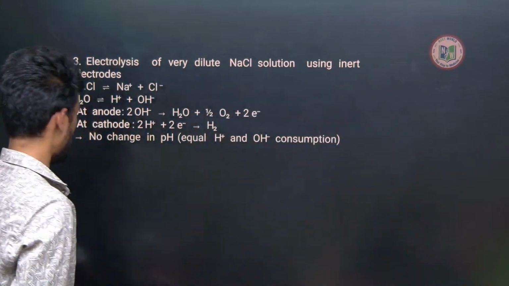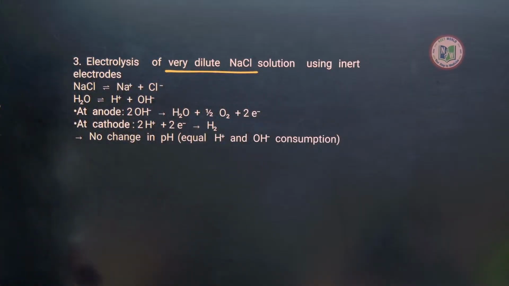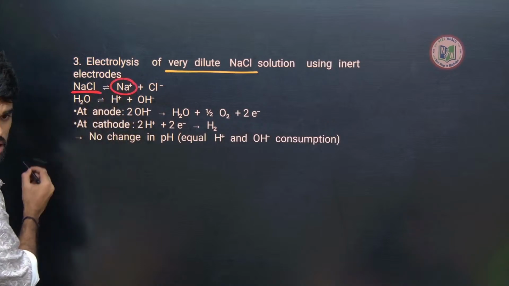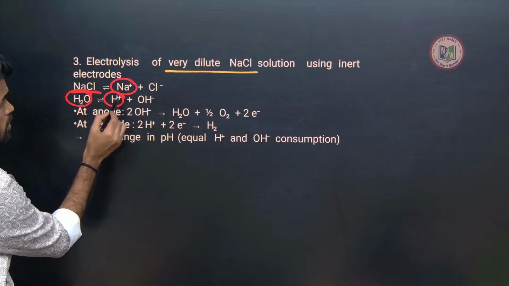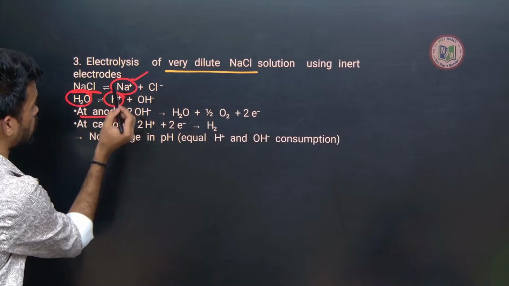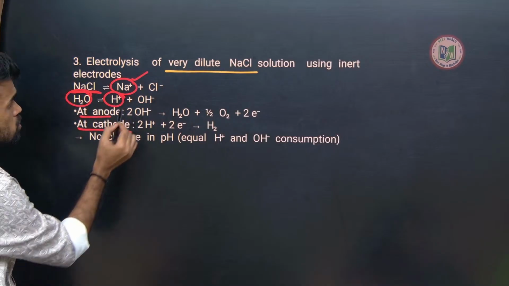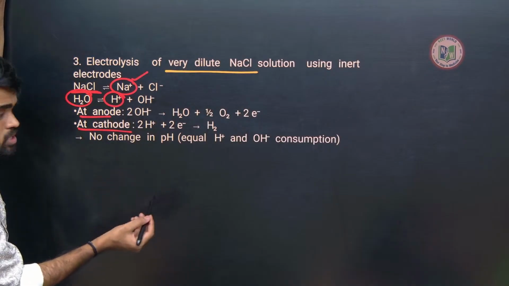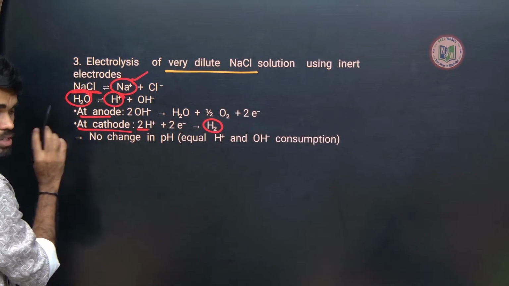See here we have the very dilute case, so let us understand what a very dilute case means. Out of this we have H plus from water, and from sodium chloride we have Na plus. So these are the 2 ions at the cathode, Na plus and H plus. Out of that, which will more easily undergo deposition? H plus. So you can write that H2 gas is released at the cathode.